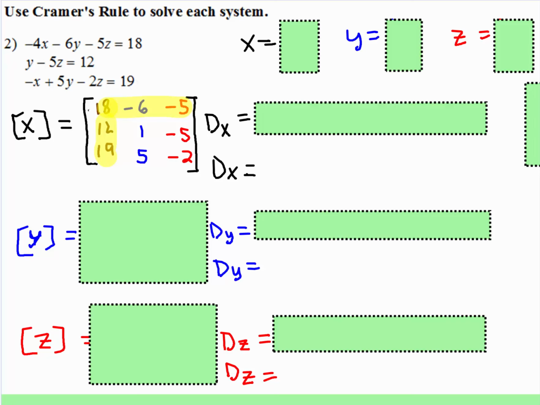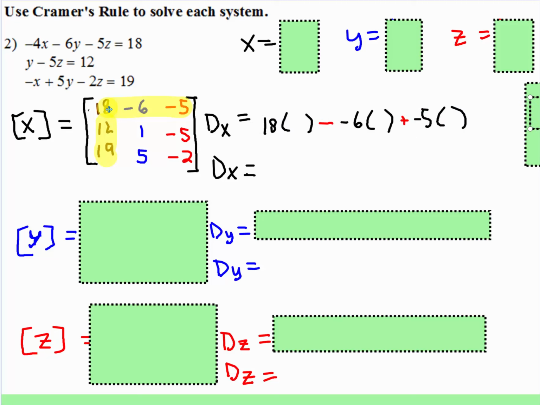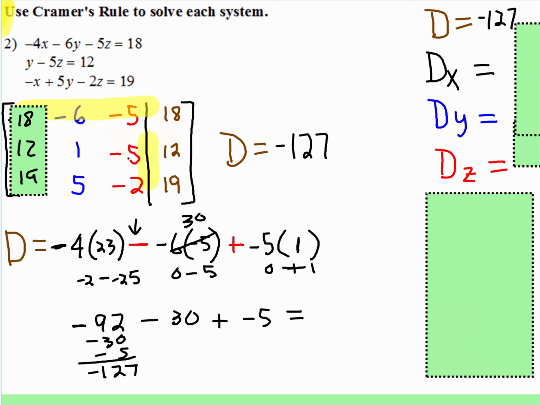So then to find the determinant, it is 18 times its determinant, subtract -6 times its determinant, plus -5 times its determinant. So let's go ahead and get started. So 1 times -2 is, oh, we know that that's going to end up being 23 because that matrix didn't change from over here.